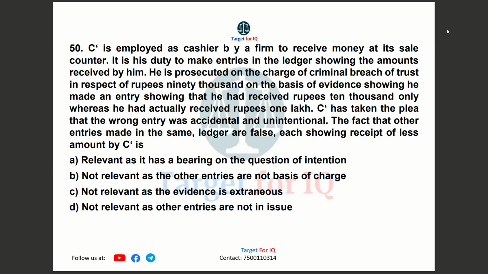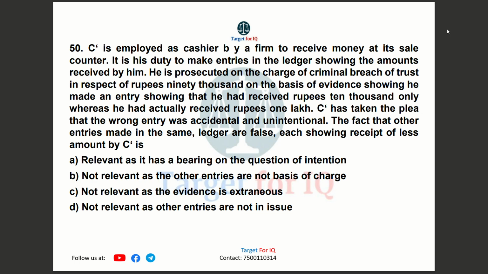Question number 50. C is employed as cashier by a firm to receive money at its sale counter. It is his duty to make entries in the ledger showing the amount received by him. He is prosecuted on the charge of criminal breach of trust in respect of rupees 90,000 on the basis of evidence showing he made an entry showing that he had received rupees 10,000 only, whereas he had actually received rupees 1 lakh. Now, C has taken the plea that the wrong entry was accidental and unintentional.